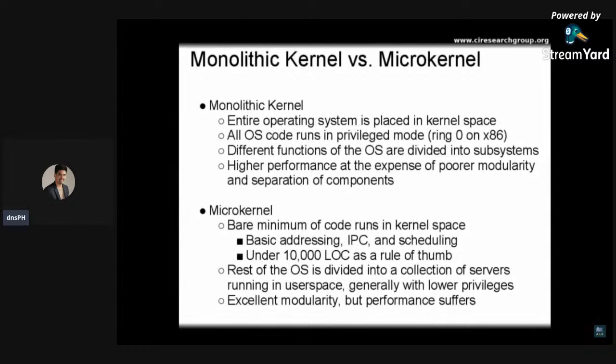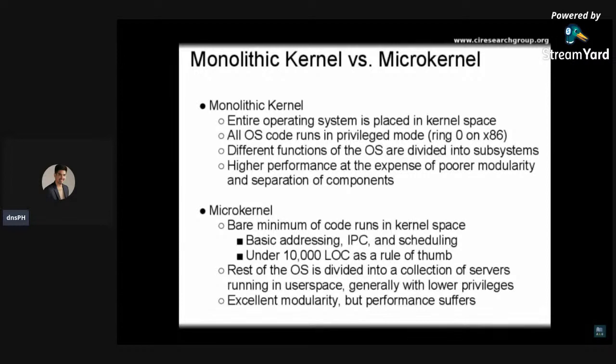A monolithic kernel is a kernel that contains the entire operating system in kernel space, runs all of the operating system code in privileged mode, or ring 0 on an x86 system, and divides the different functions of the operating system into subsystems of the kernel. All of these subsystems, however, are run in the same memory space. This has the advantage of higher performance, but the disadvantage is that the kernel becomes less modular and more difficult to maintain, and the components are not separated very well. So a crash in one component could in fact bring down the entire system.